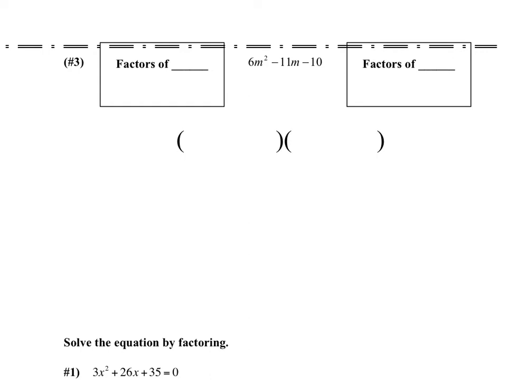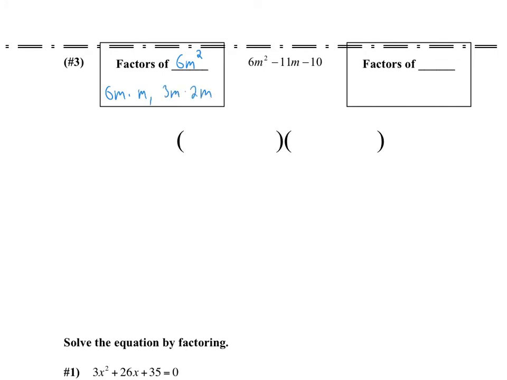All right, we're trying to factor 6m squared minus 11m minus 10. So, what are the factors of 6m squared? We need the factors of the first term. Well, that's going to be 6m times m, or 3m times 2m.